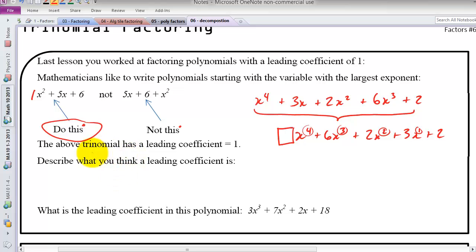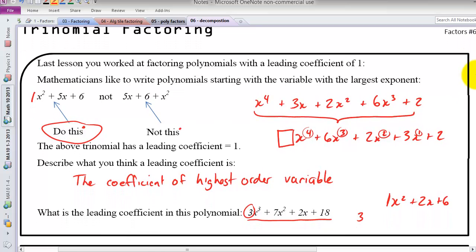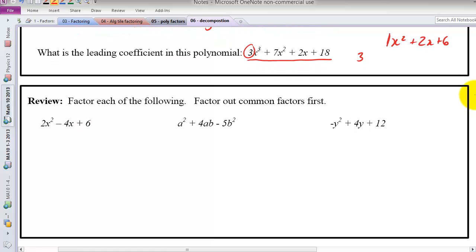So the leading coefficient is the coefficient of the highest order variable. What is the leading coefficient in this polynomial? It's 3, right there. Last day we dealt with polynomials like x squared plus 2x plus 6, where the leading coefficient was 1. Today we're going to look at more complex polynomials, ones that have a leading coefficient other than 1.